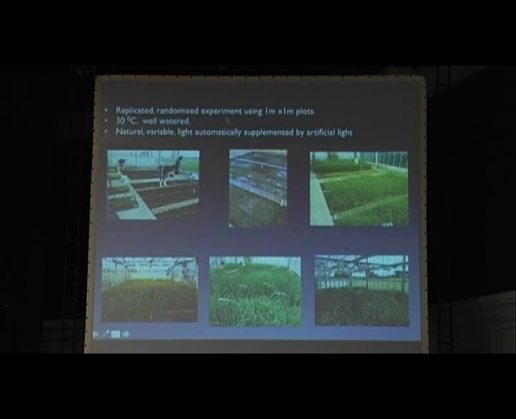This is a picture of my group carrying out a replicated randomized mini-plot experiment. The light in this glasshouse is variable. It's supplemented by artificial light, but it only comes on when required. You can see we get nice rice canopies that are large and productive, and rates of biomass production are high. We get variable light in these glasshouses, which is important.